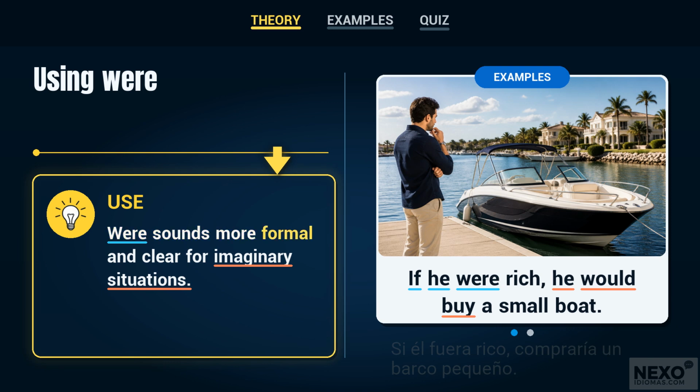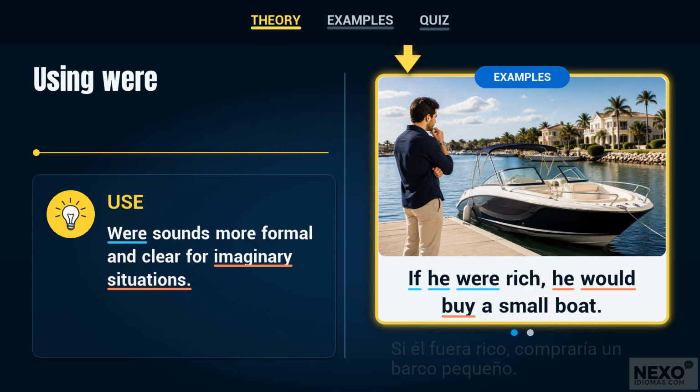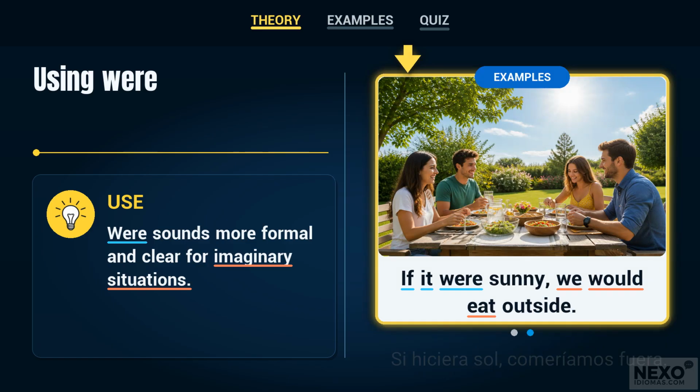Were sounds more formal and clear for imaginary situations. Example: if he were rich, he would buy a small boat. Example: if it were sunny, we would eat outside.